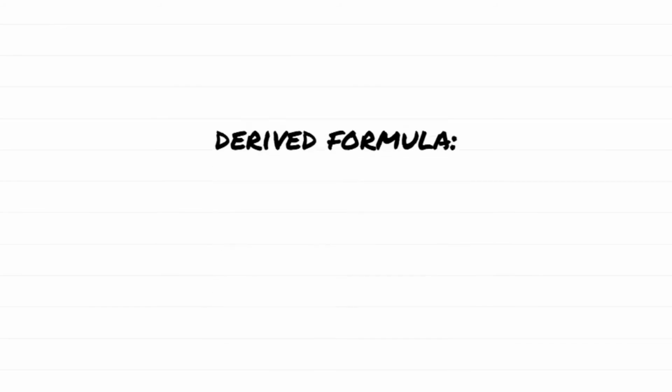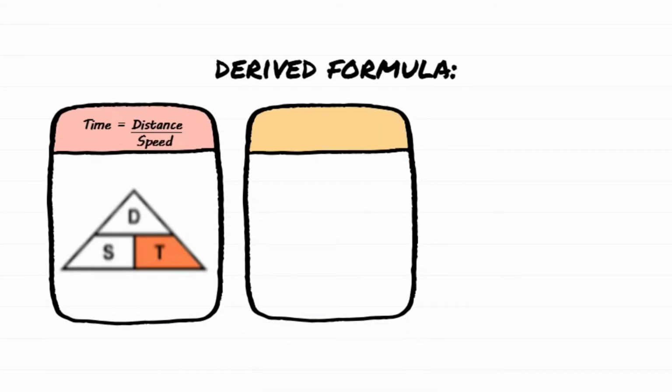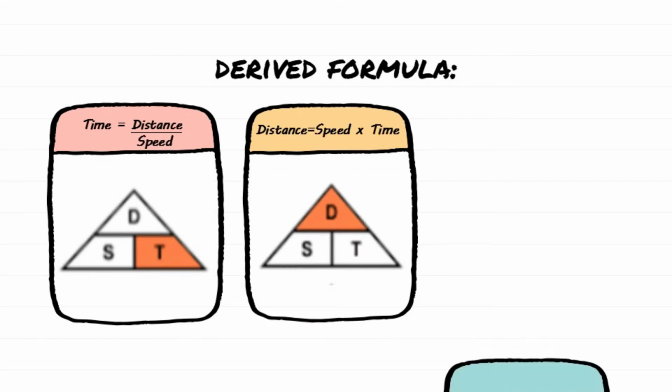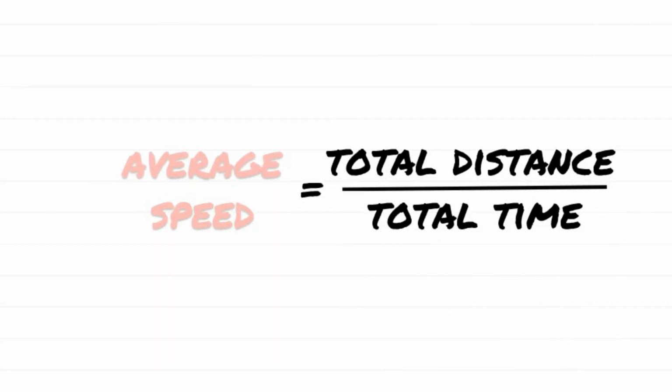We can derive the formula speed equals distance over time by recalling the formula triangle involving speed, distance, and time. If time is unknown and the given data are only distance and speed, we will use the equation time equals distance over speed. If distance is unknown, we will use the equation speed times the time. In getting the average speed, the formula is total distance divided by the total time.